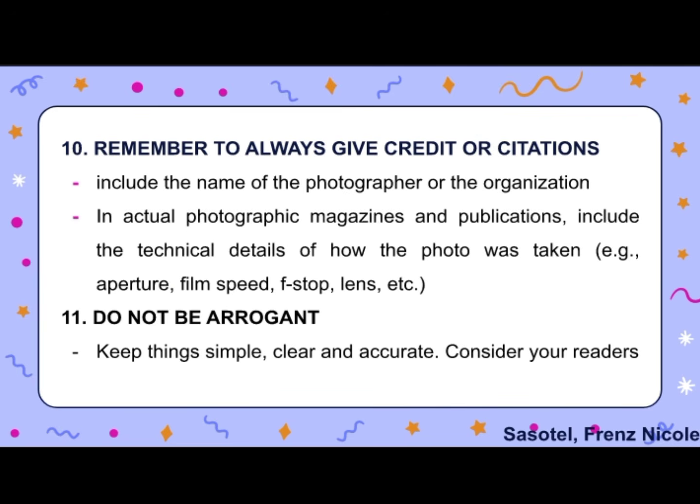Next is remember to always give credit or citations. This advice is very common to us, especially if we are writing anything. If you are a photojournalist, you should always acknowledge the photographer or the organization where you got the photo. You can also include the technical details of how the photo was taken, like the aperture, the film speed, f-stop, lens, and so on.